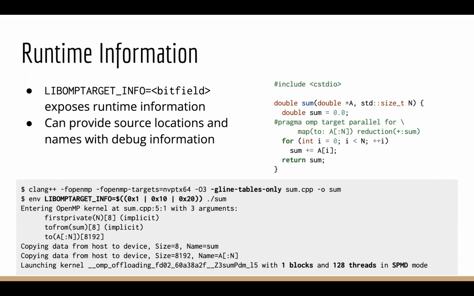So we took the same example as previous, except added the missing mapping clause so it will work now. And you can see when we compile it again with -gline-tables-only, we can then enable it with this LIBOMPTARGET_INFO to set these bit field flags. Then when we run it, it will say we are entering this OpenMP kernel with these arguments. You can see which arguments were implicit or explicit, how many bytes were copied, what the original name was.